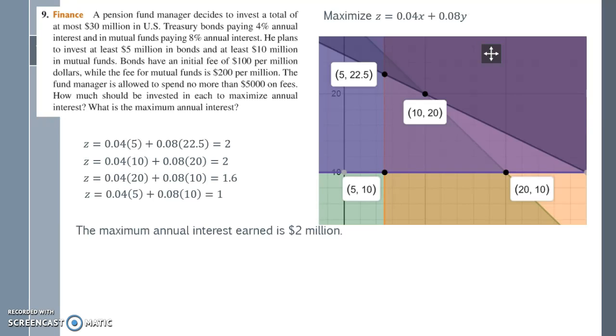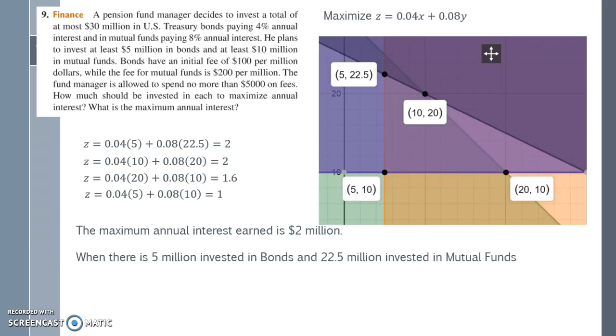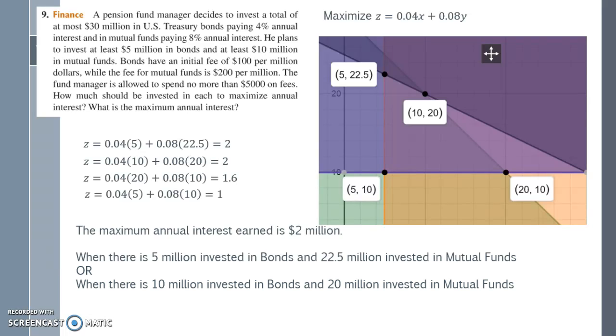And then it asks how much should be invested in each so that we can earn that maximum interest. So when there is $5 million invested in bonds and $22.5 million invested in mutual funds, or because there are 2 of them, we have a second option. When there is $10 million invested in bonds and $20 million invested in mutual funds.